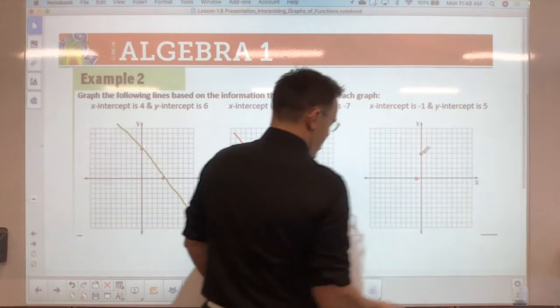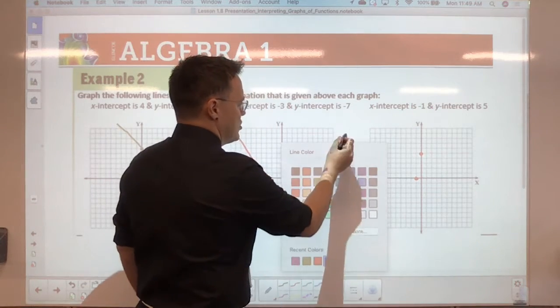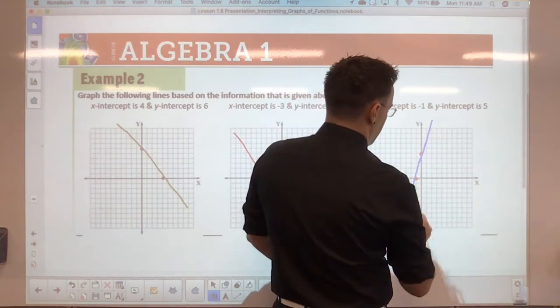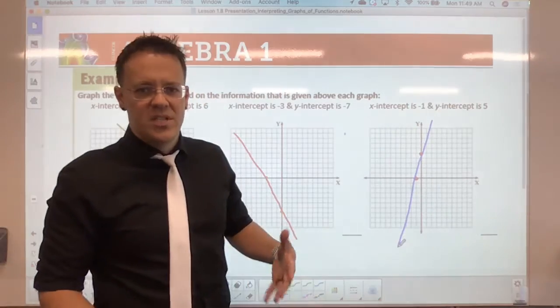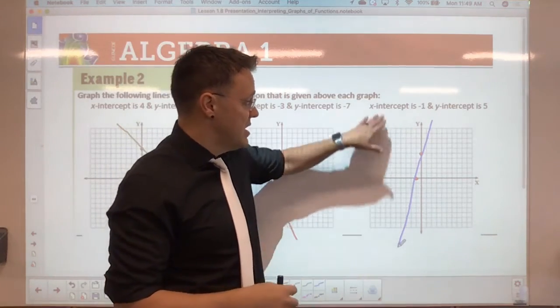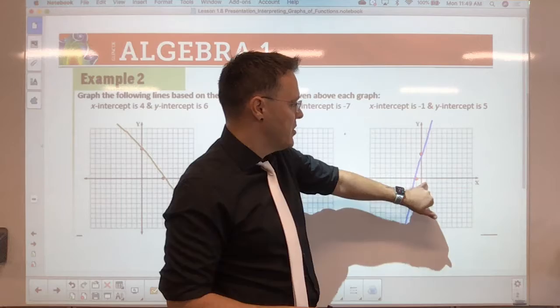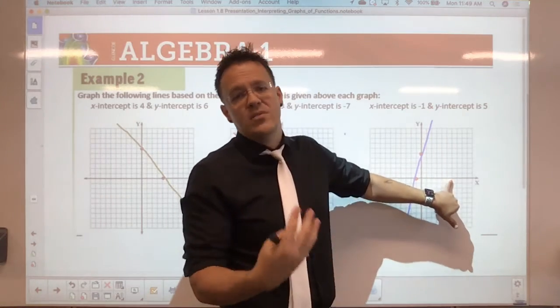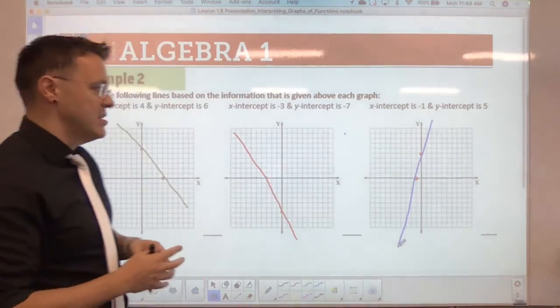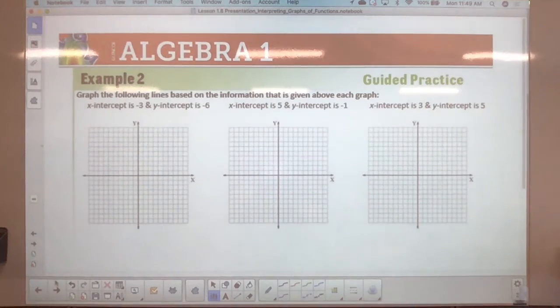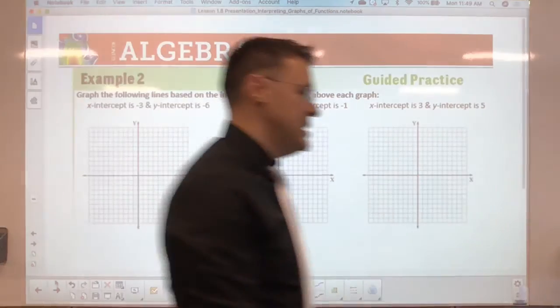Here's what I've seen in the past where students get these wrong. They mix up the numbers. They say, oh, -1, and they put it here, and then they put the 5 over here. No, that's wrong. Make sure you know which intercept is which. Then go ahead and do these on your own, please.